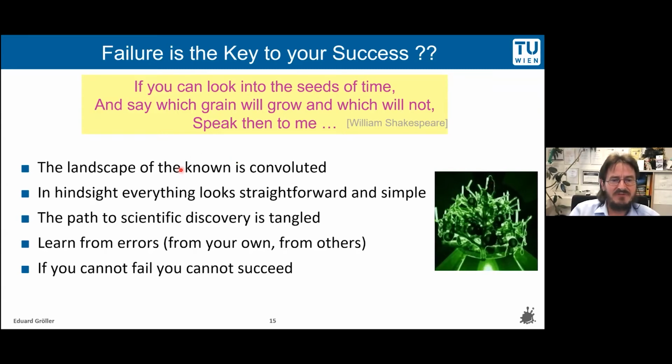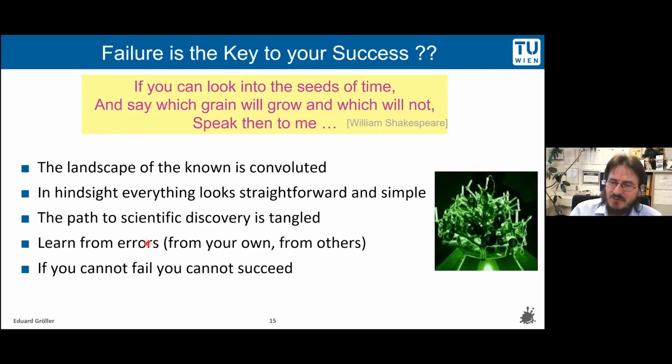So the landscape of the known is convoluted. You have to try it again. In hindsight, everything looks straightforward and simple. So if after a couple of years you look back and find many things have fallen into place in a nice way, but if you are right in the middle of it, the path that you are walking on is tangled, and you should learn from your errors.